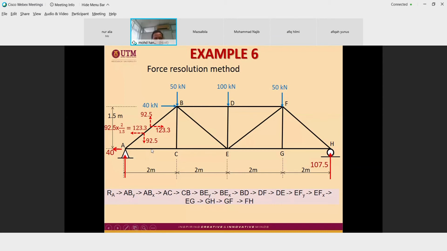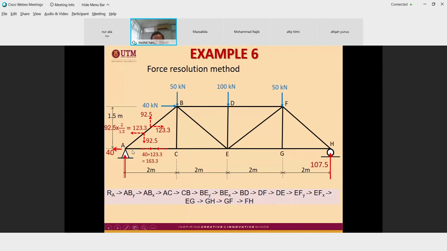We can go to AC. For this joint A to be in equilibrium, AC should be 40 plus 123.3, equal to 163.3. Okay, and it is tension.